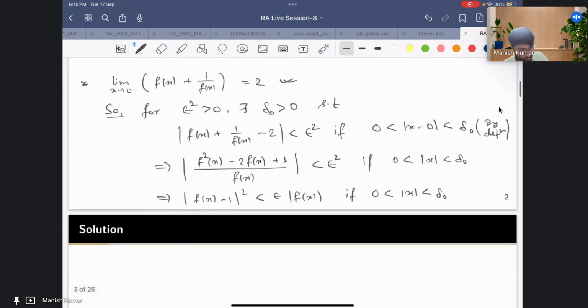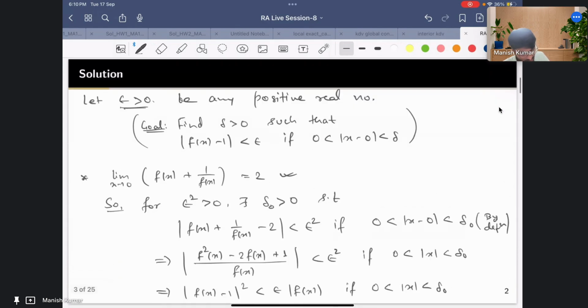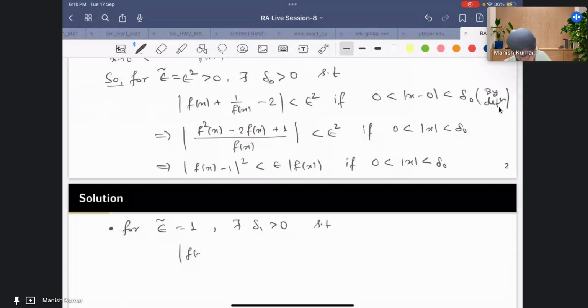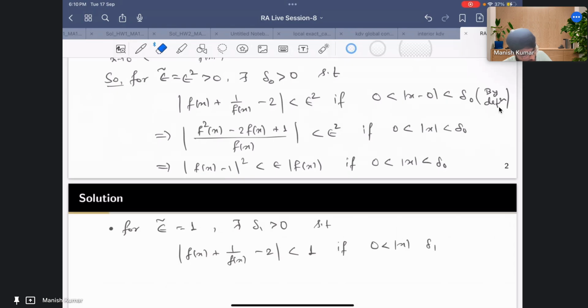For that, again I'll use the definition of limit. So for epsilon tilde equal to 1, there exists some delta 1 greater than 0 such that, using the same definition, mod of f(x) plus 1 by f(x) minus 2 is less than 1 if 0 less than mod of x less than delta 1. Correct? Again by definition.